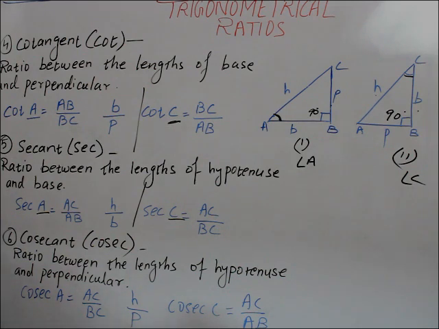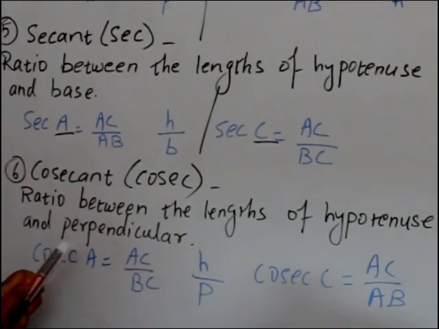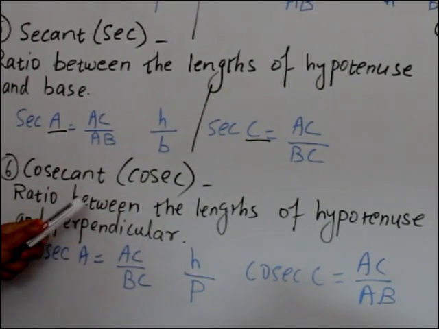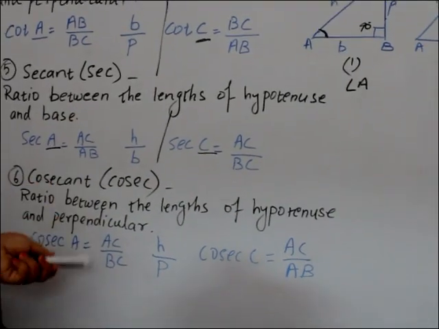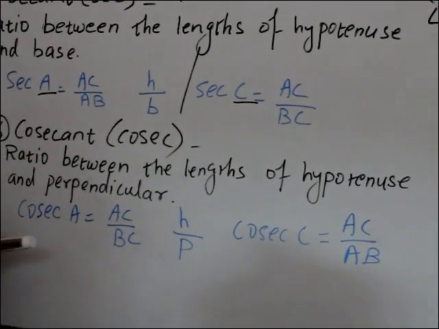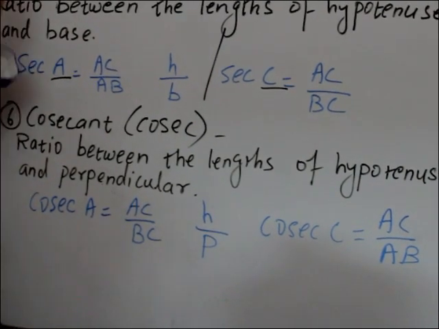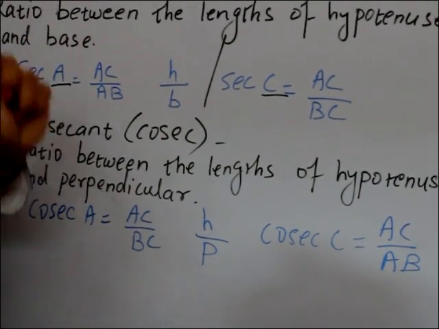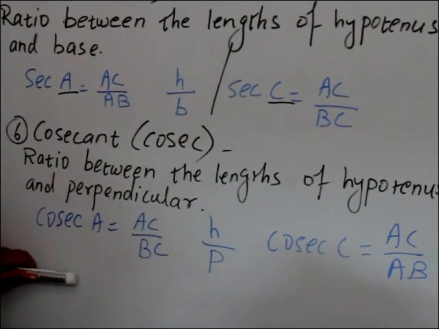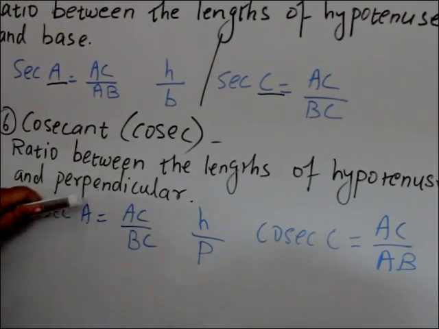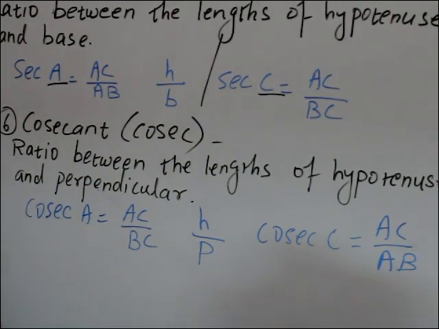Reciprocal. Next is cosecant or cosec. Cosec is a reciprocal of sine. Cosec and sine are reciprocal of each other. Cosec is a ratio between the lengths of hypotenuse and perpendicular. Sine is equal to P by H. Cosec is equal to H by P. Reciprocal of each other.